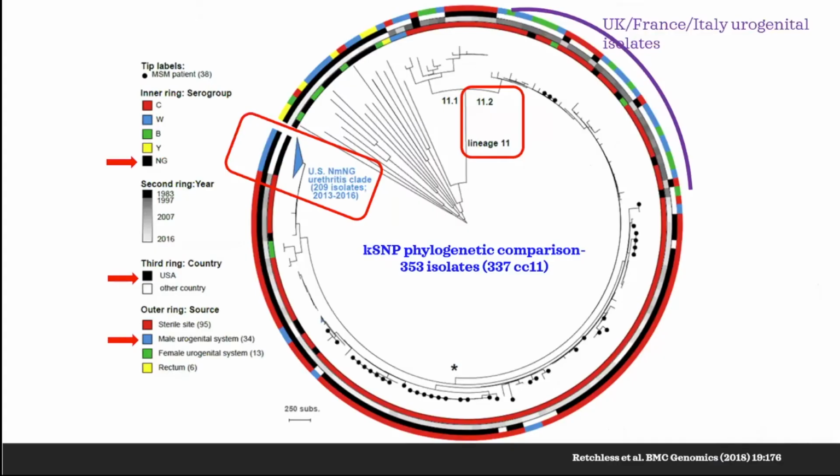This is a somewhat different dendrogram comparing the US Neisseria meningitidis urethritis clade with other 11.2 isolates, but again, focusing upon, in this particular instance, the serogroup, the year of isolation. Most of these were from the US, but were including other male and female urogenital tract isolates, again showing that this was a clonal outbreak, this was a clonal organism causing the cases, and were not directly related to other 11.2 isolates.